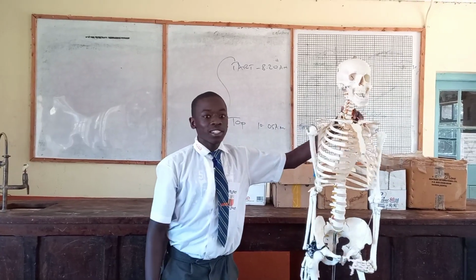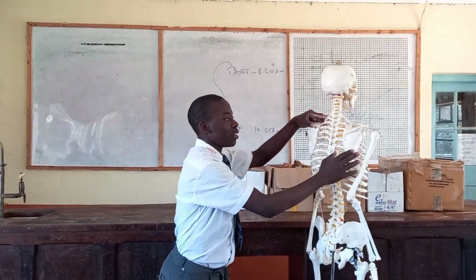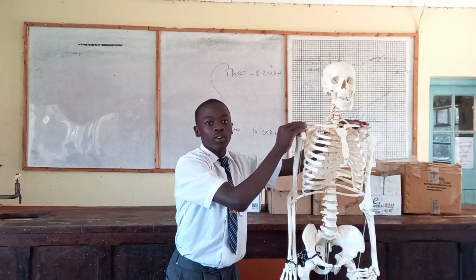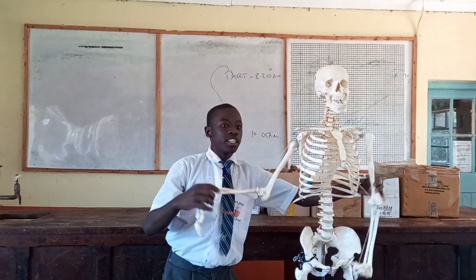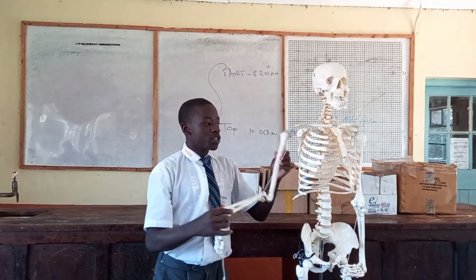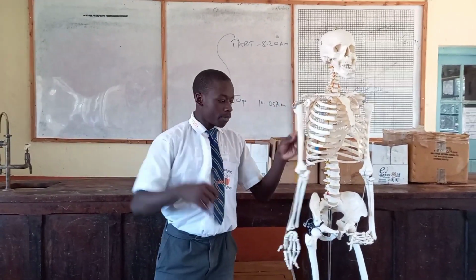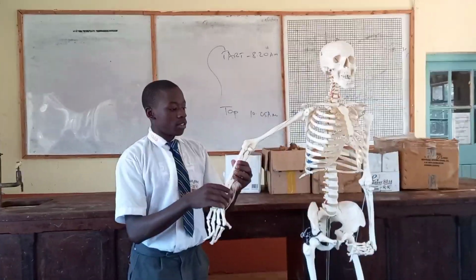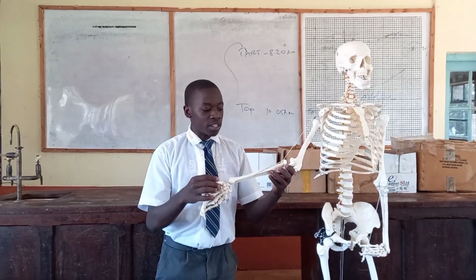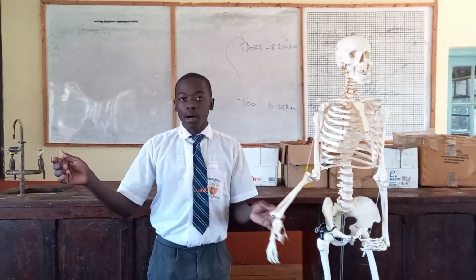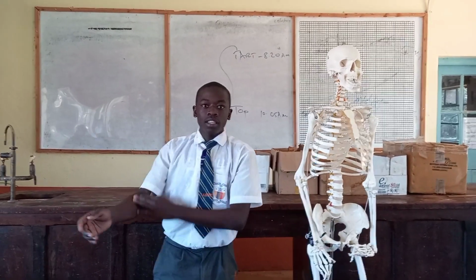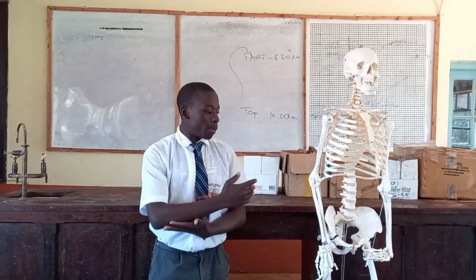The pectoral girdle is made up of the scapula, the clavicle bone or the collarbone, and the limbs, the arms, that is, which is made up of the humerus, which is the bone of the upper arm. Then there is the radius and the ulna. The radius is on the side of the thumb, that is here. Then there is the ulna, which is on the lower side of the arm.